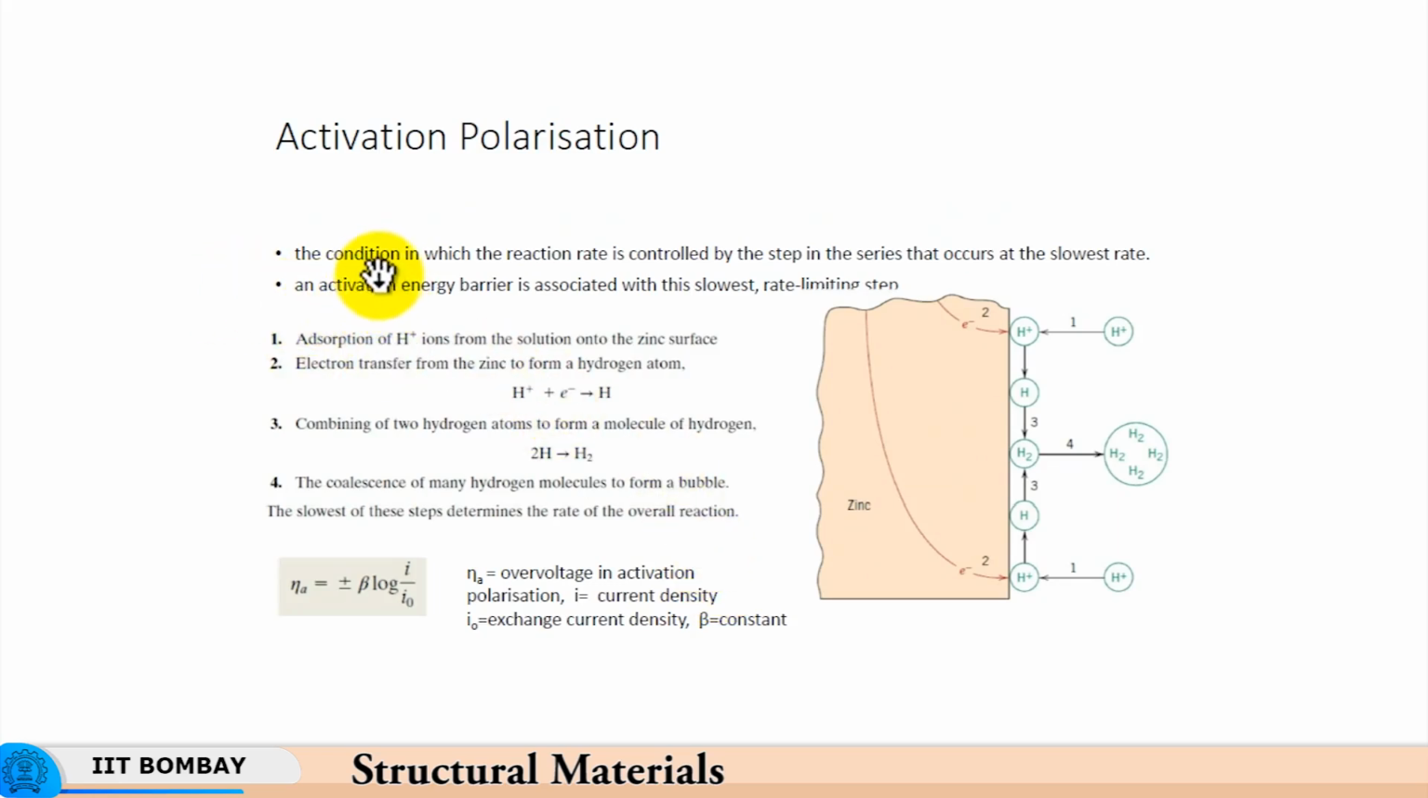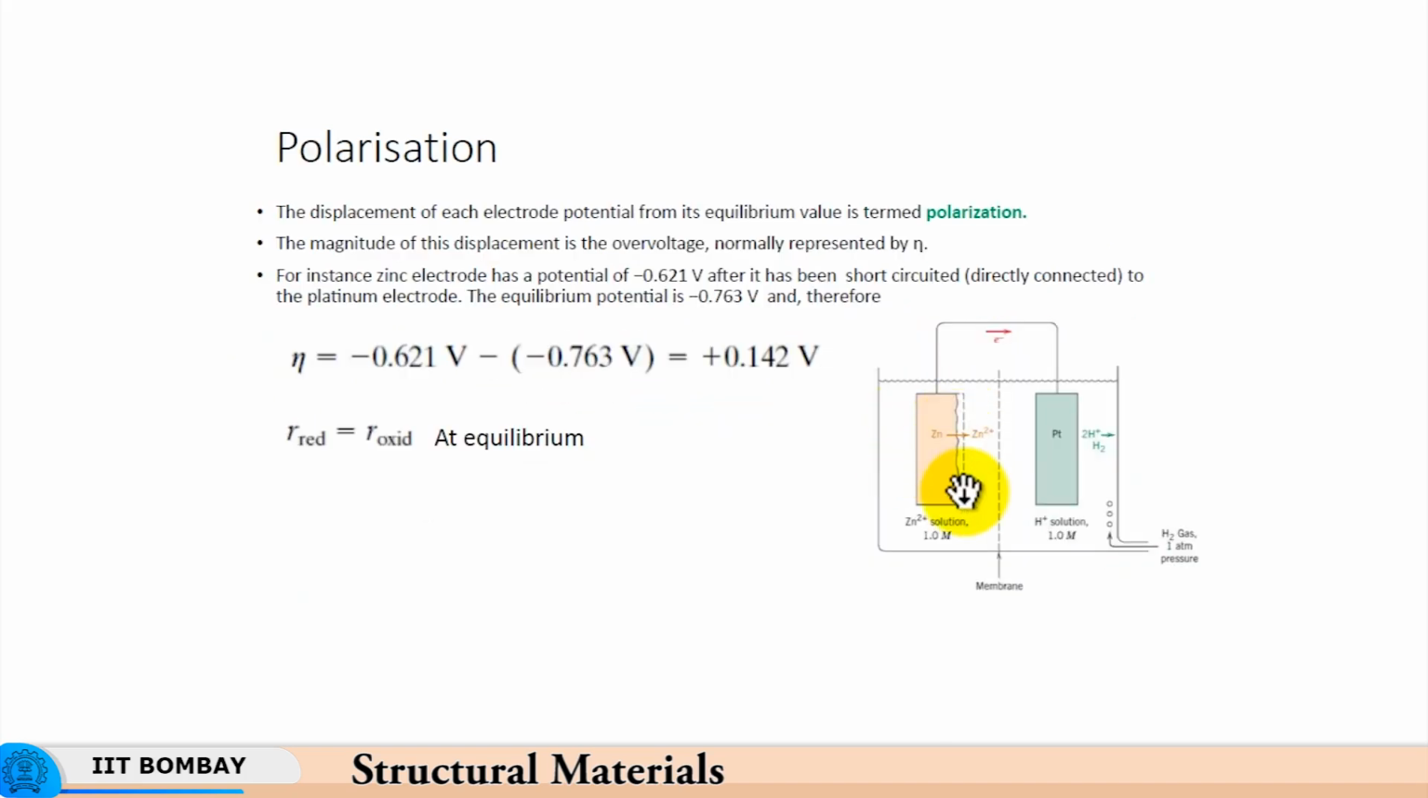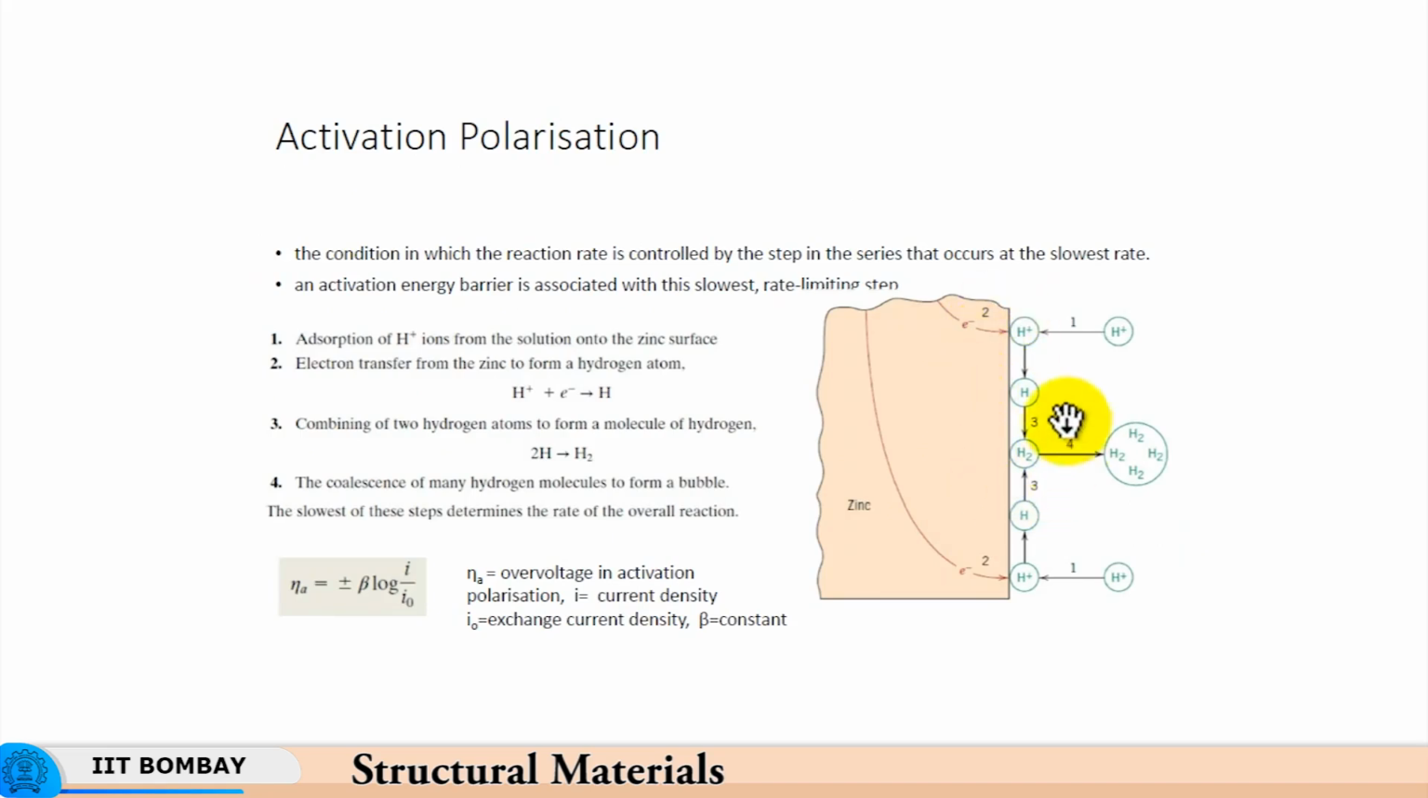Now, the condition in which the reaction rate is controlled by the step in series that occurs at the slowest rate is called activation polarization. So, here for example, there is adsorption of hydrogen ions on the zinc surface. When we talk about zinc here, hydrogen ions are getting adsorbed onto the zinc surface.